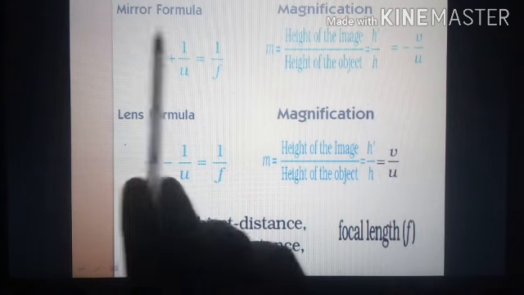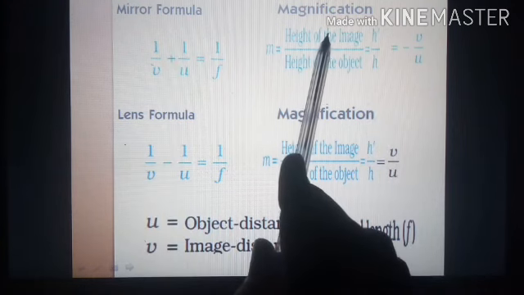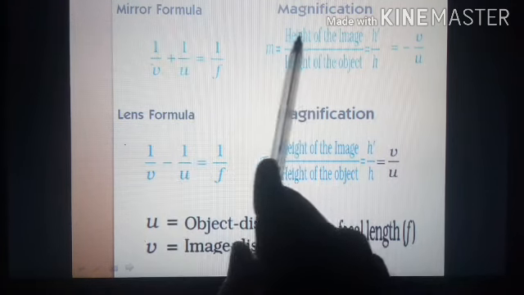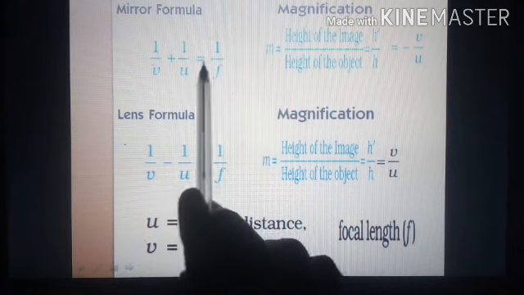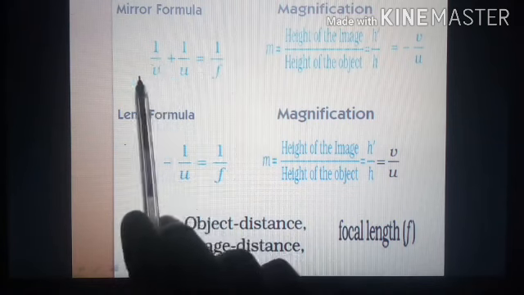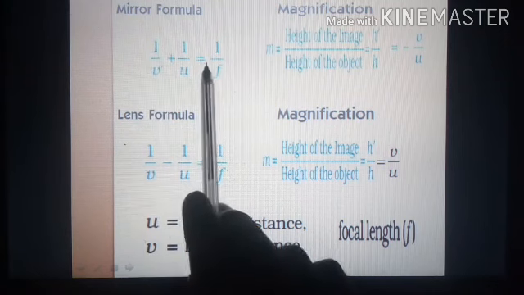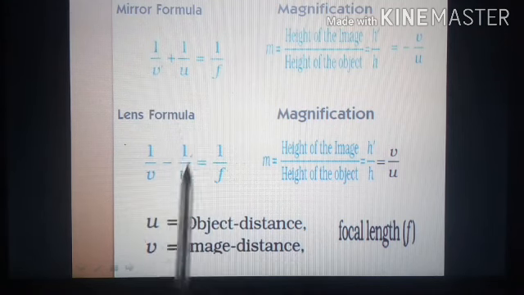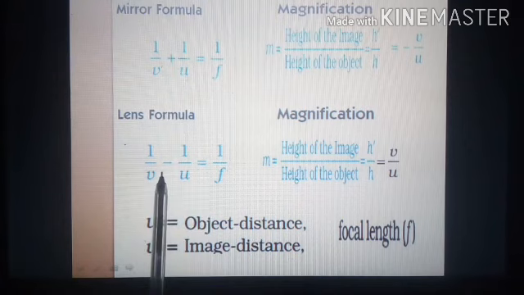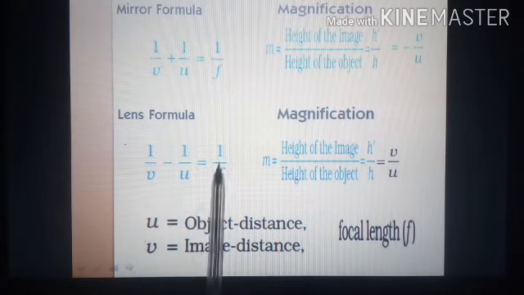For the mirror formula, we discussed in the first part of the lesson: 1 by v plus 1 by u equal to 1 by f. For a mirror, always take v first. 1 by v plus 1 by u equal to 1 by f. For a lens, it is the same formula, but replacing the plus with minus. So 1 by v minus 1 by u equal to 1 by f.